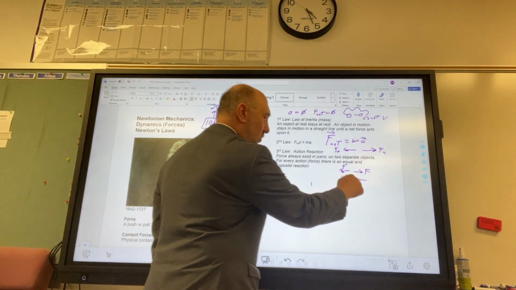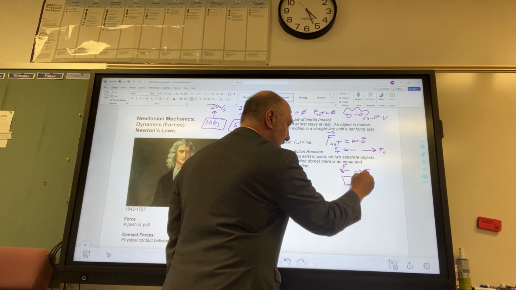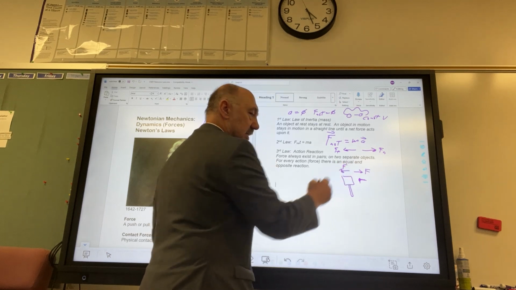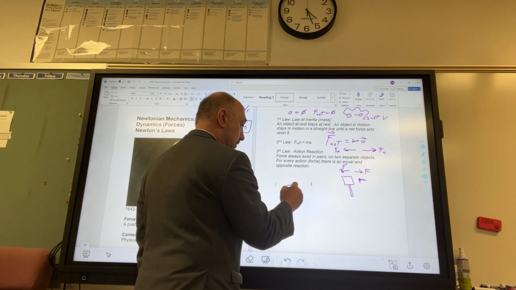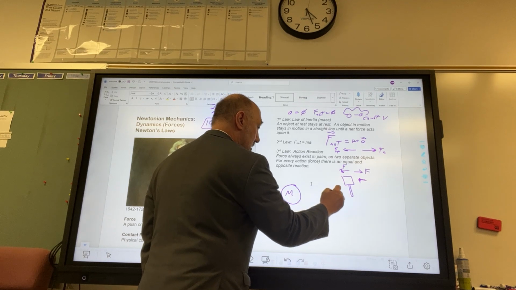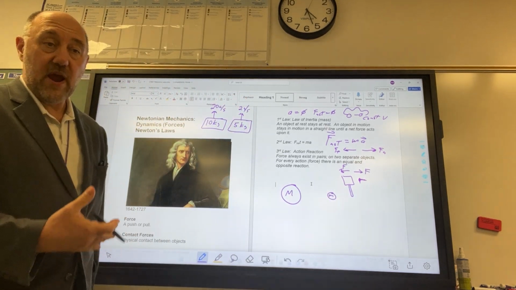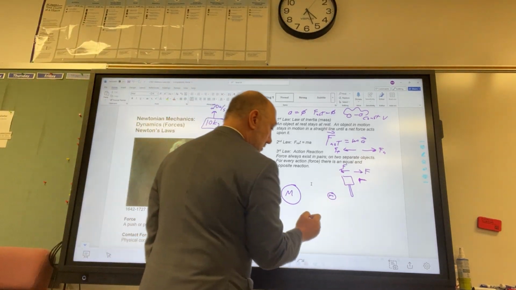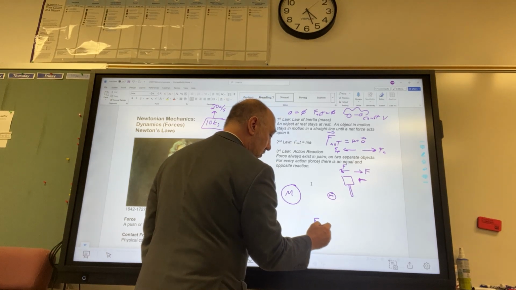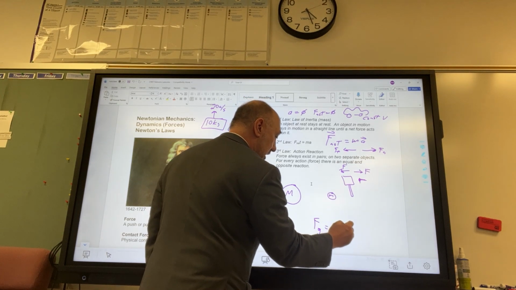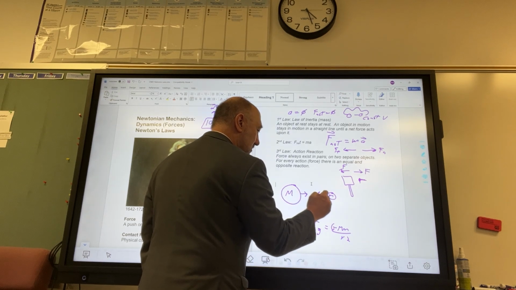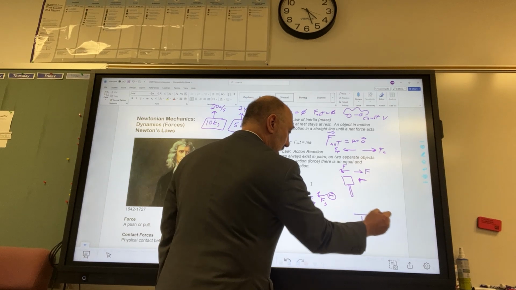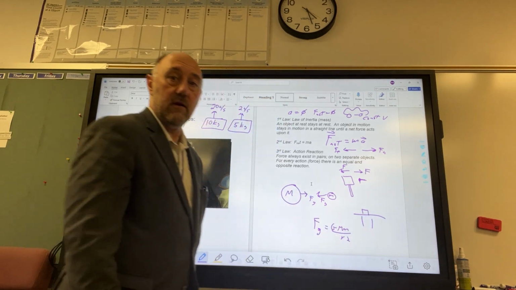Notice one force is on the nail, and the other force is on the hammer. Or if we're thinking about the law of gravitation, it doesn't matter that one mass is greater than the other. Each one is going to experience G m1 m2 over r squared, or in other words, they're both going to feel exactly the same force.